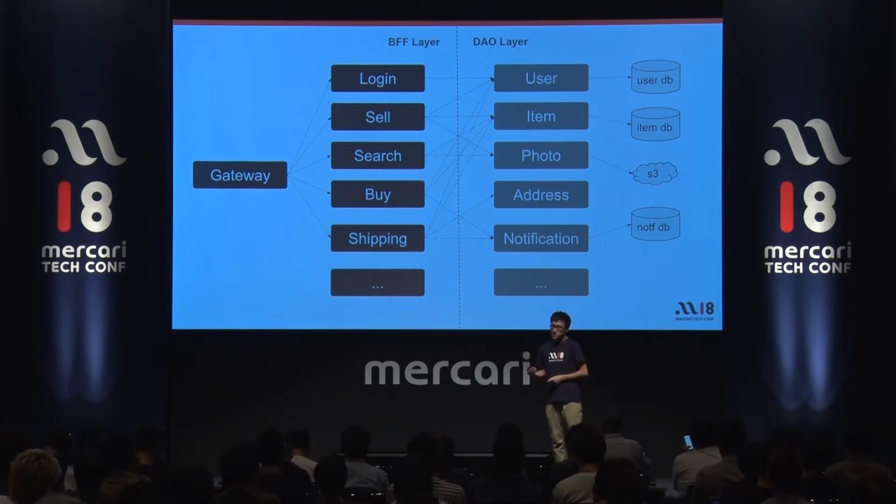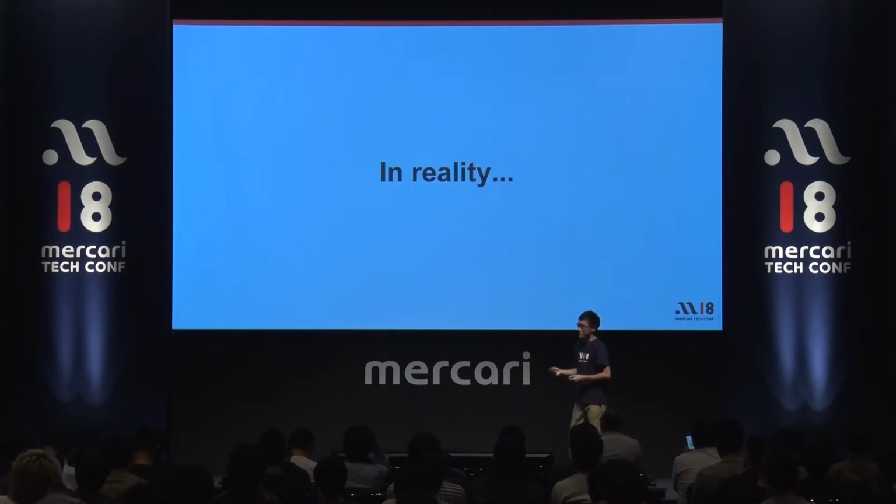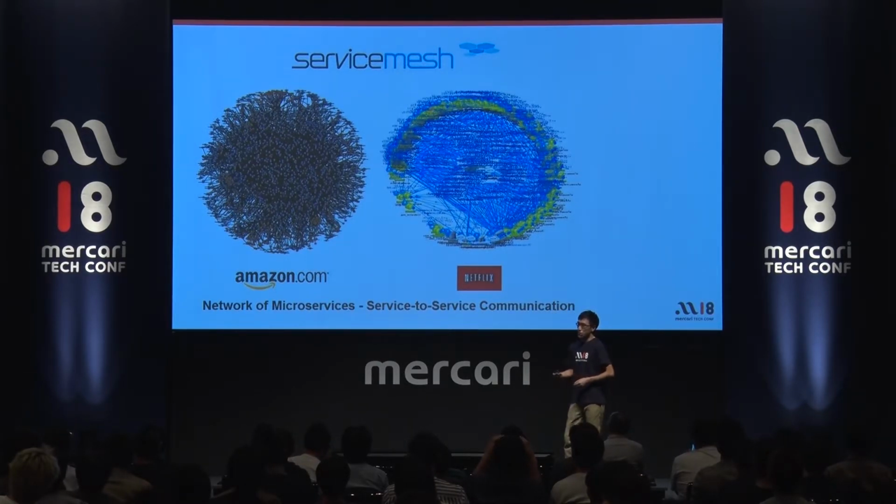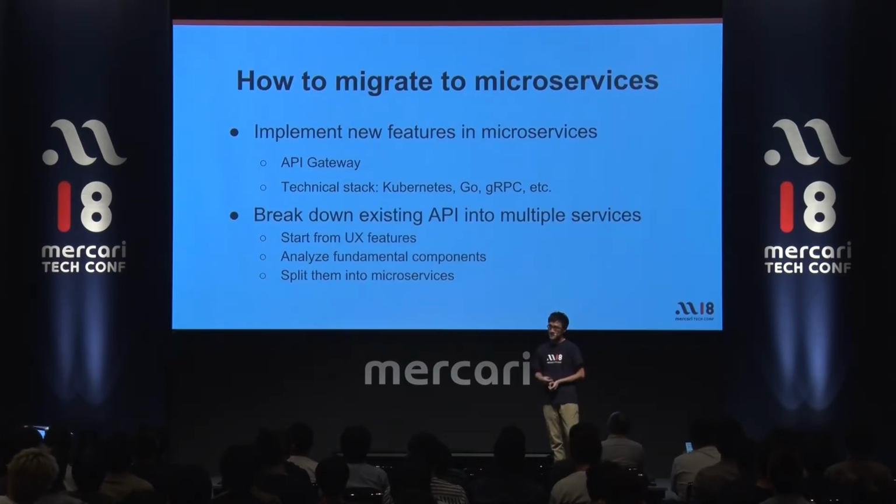And this is essentially the service mesh graph. Of course, this is very much simplified for presentation purposes. In reality, it will usually look something like this. Those are service mesh graphs from Amazon and Netflix. Of course, we are much smaller than these companies, but eventually our service mesh graph will grow into something like this. So that's basically the general process of how we break down our API.